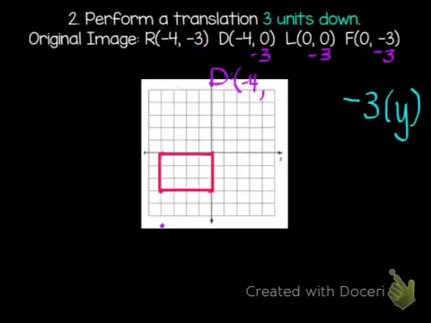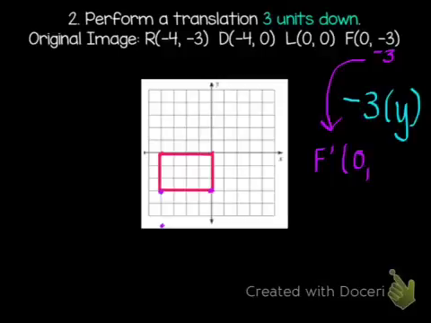Next for D, we're at -4, 0 minus 3, which is going to be a -3. So I'm going to go to -4 and then down 3. So this is actually going to overlap right here on my first original image. L is located at 0, 0 minus 3 is -3. So we're going to go to 0, but down 3. And again, this one's laying right on top of our original image. And then for F prime, we're going to be at 0, -3 minus another 3, which is going to leave us at -6. So this one's going to be all the way down here off of our grid again.